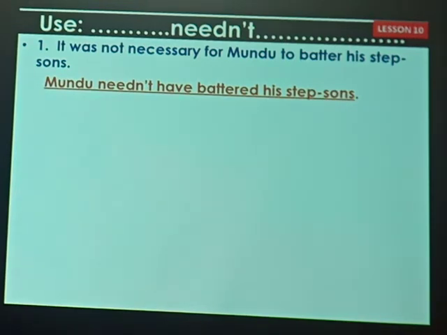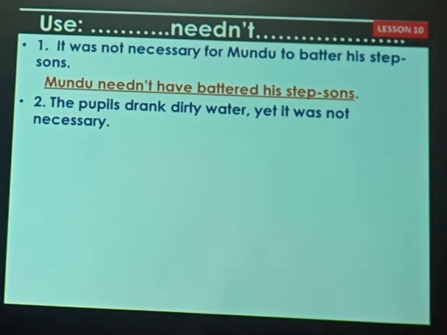You know the meaning of battering? You can look it up. There you are. What is to batter? To hit someone strongly. Okay, so we blame Mundo. We say, Mundo needn't have battered his stepsons. Let's have another example. The pupils drank dirty water, yet it was not necessary. What do we do to these pupils? Do we advise them or we blame them? Because they have already drank dirty water at this point, we need to blame them.